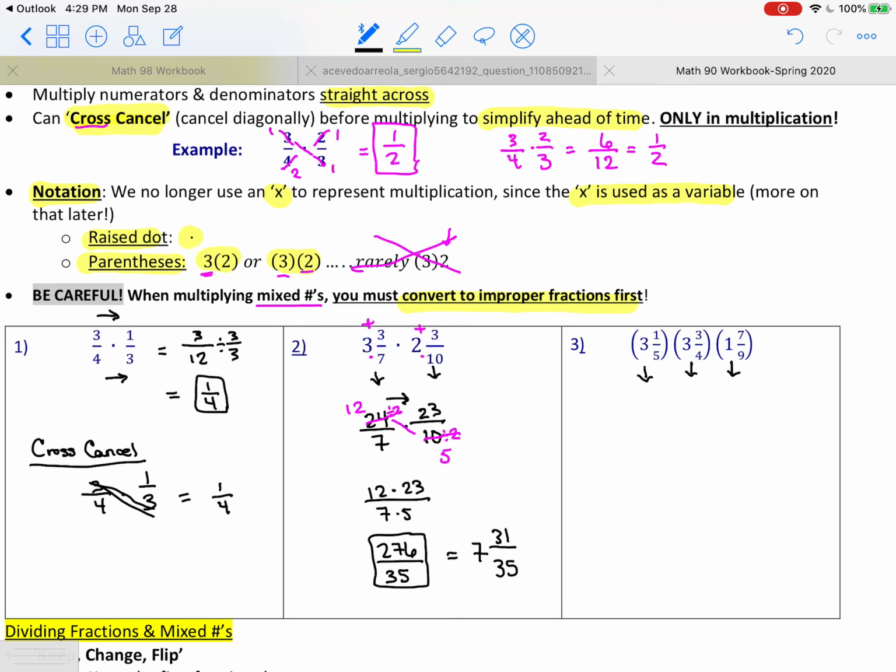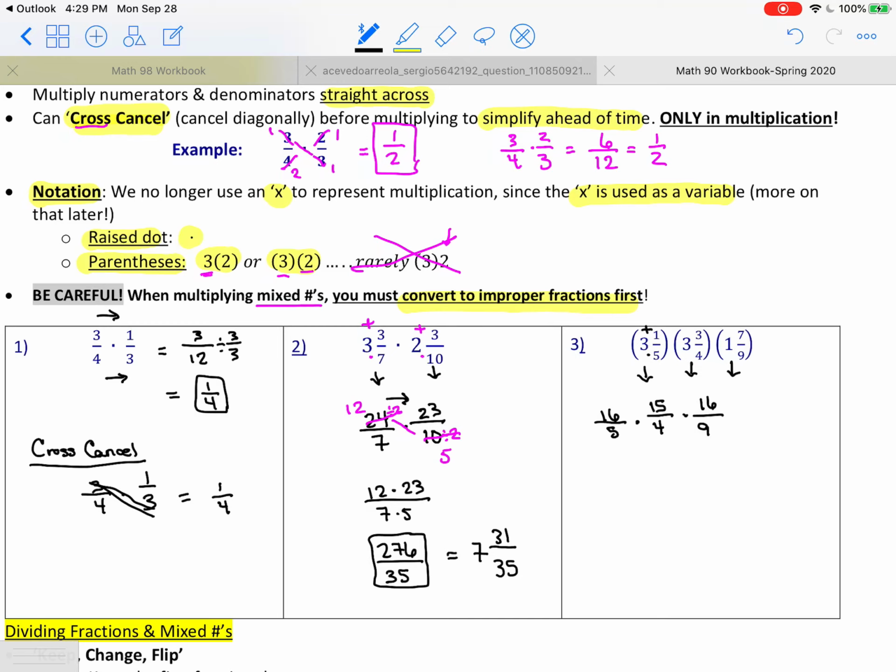We do know that all 3 of these are mixed numbers, so we're going to have to do some converting here. All right, so we've got 5 times 3 plus 1. So that's going to give us 16/5. And the second fraction is going to be 12 plus 3. So we've got 15/4. And finally we have 16/9. All right, so now these are huge numbers.